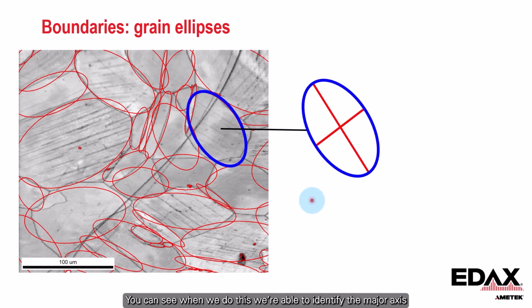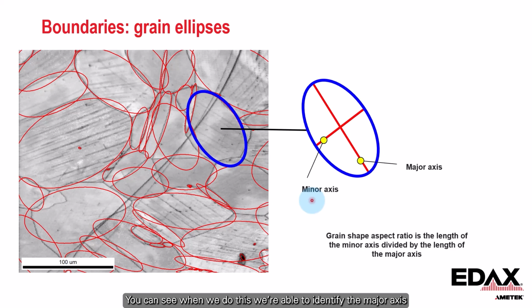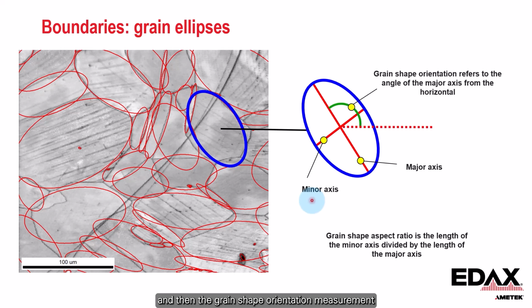You can see when we do this, we're able to identify the major axis and the minor axis. The grain shape aspect ratio is the length of the minor axis divided by the length of the major axis, and we can plot that out and visualize how that aspect ratio is distributed within the microstructure. And then the grain shape orientation measurement refers to the angle of the major axis relative to the horizontal. So again, if you have grains growing horizontally or vertically, you can numerically extract that information.